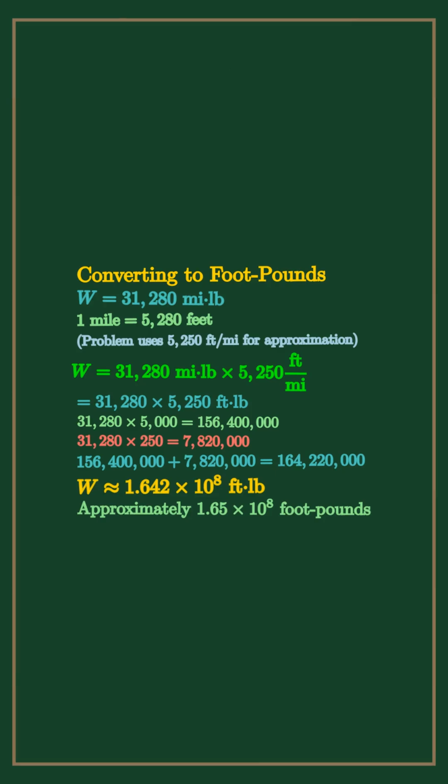31,280 times 5,000 is 156,400,000. 31,280 times 250 is 7,820,000. Adding gives 164,220,000 foot-pounds, or approximately 1.65 times 10 to the 8th foot-pounds.